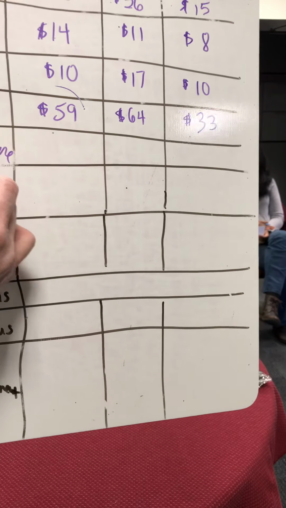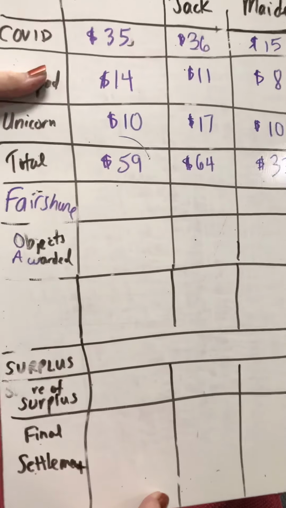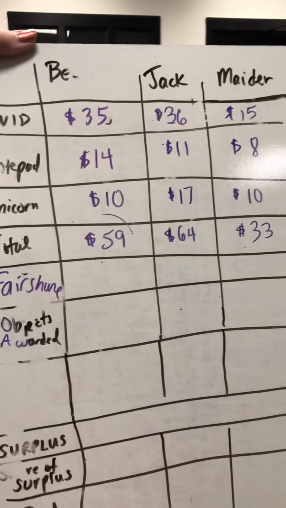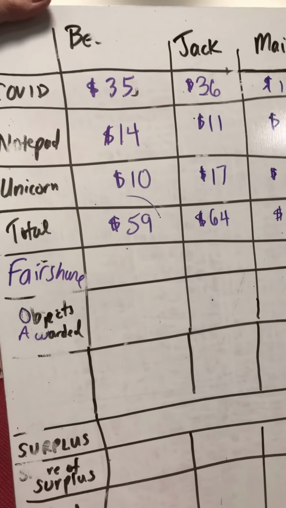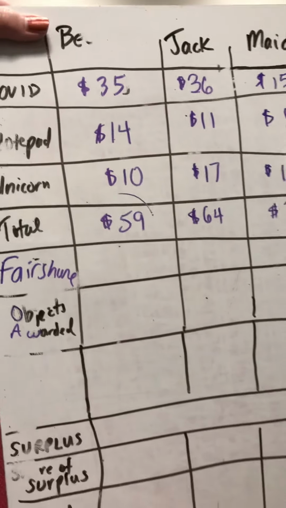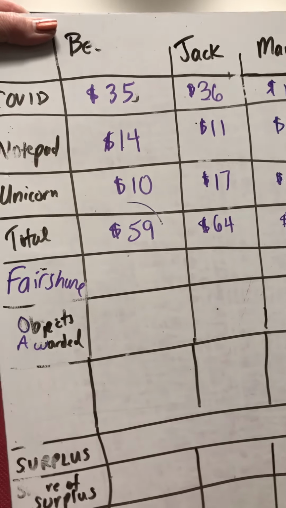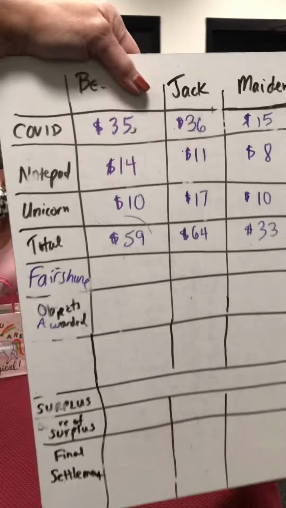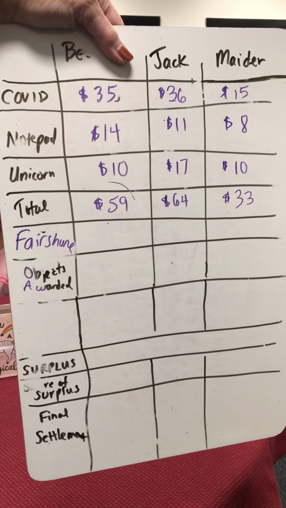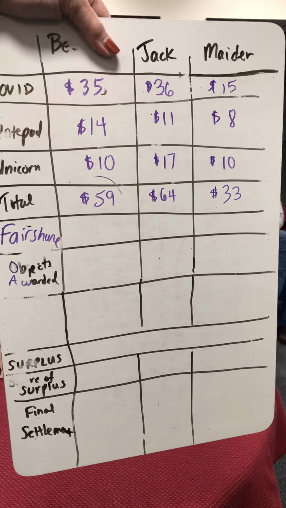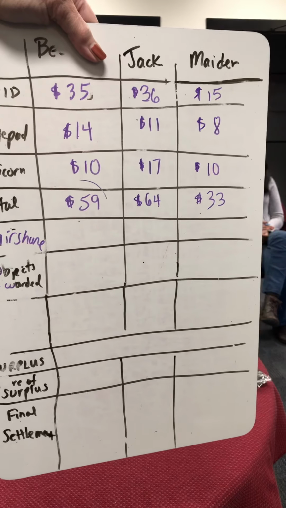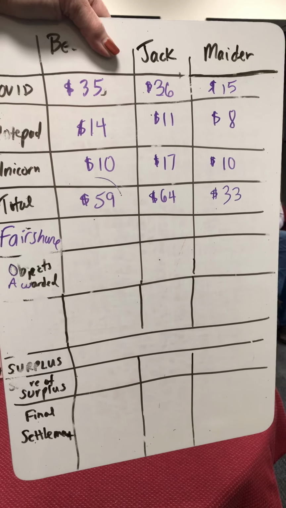This kind of got erased here. All right. Now, we're going to have this video go to objects awarded. So what I want you to do is pause the video and figure out fair share and objects awarded. All right? Now, you will do much better if you do this on your own and you don't wait for me to do it, because I'm not going to do it for you on the test. All right?